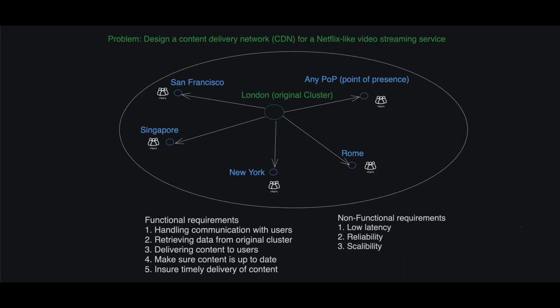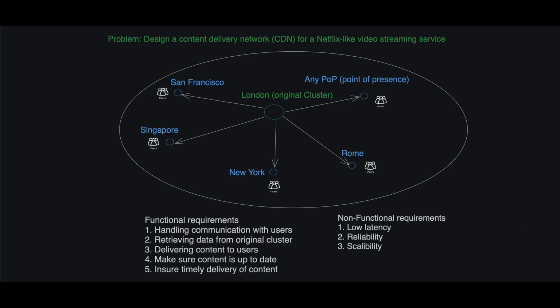Let's start with functional requirements. Handling communication with users. The API gateway is the first point of contact that handles user requests, routes them through the system, communicating with multiple backend services, transforming data, and ensuring only valid requests pass through. Treating data from the origin cluster. The enrichment service handles this part. Also, we have covered the tree-like content distribution model and push-pull strategies that help with this aspect.